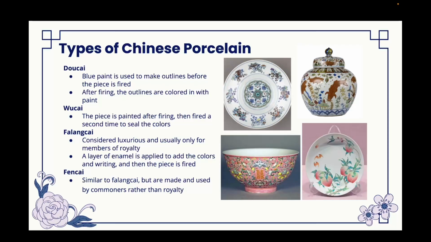Then there's Falangcai, which is considered luxurious and usually only for members of royalty. A layer of enamel is applied to add the colors and writing, and then the piece is fired. That's on the bottom left. And then there's Fencai, which is similar to Falangcai, but is made and used by commoners instead of royalty.